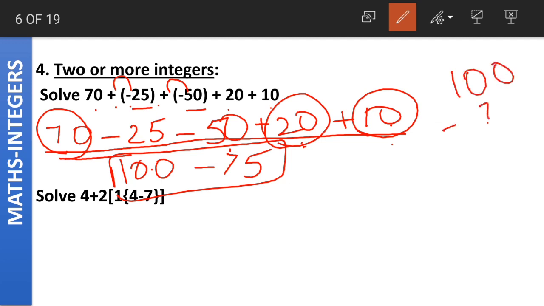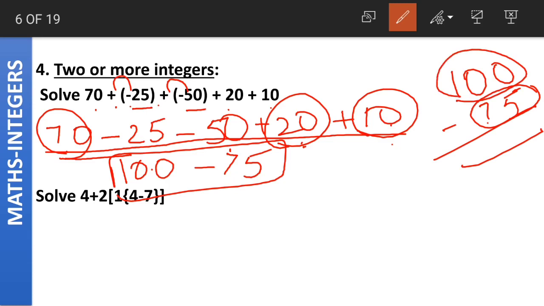100 minus 75. Now what to do when we have one positive and one negative integer? We subtract the smaller absolute value from the larger absolute value. 100 minus 75 is 25. And what about the sign? Which of these two has the larger absolute value? 100 has the larger absolute value. And what is 100 having? Is it a positive integer or a negative integer? It is a positive integer. So the answer will also have a plus sign.